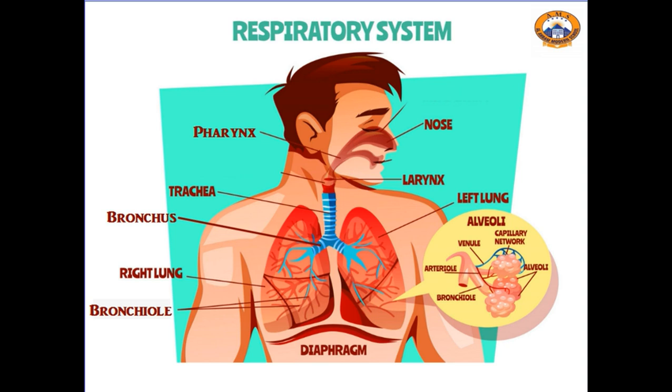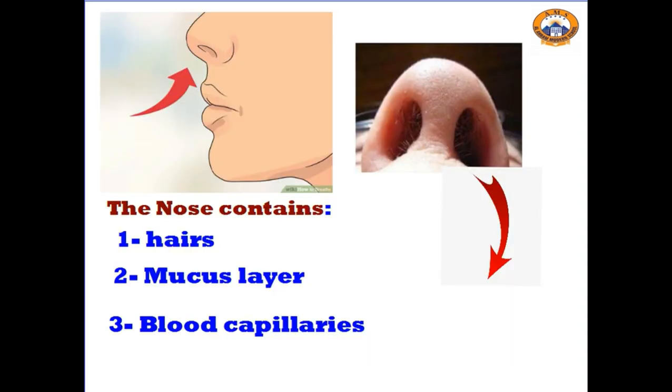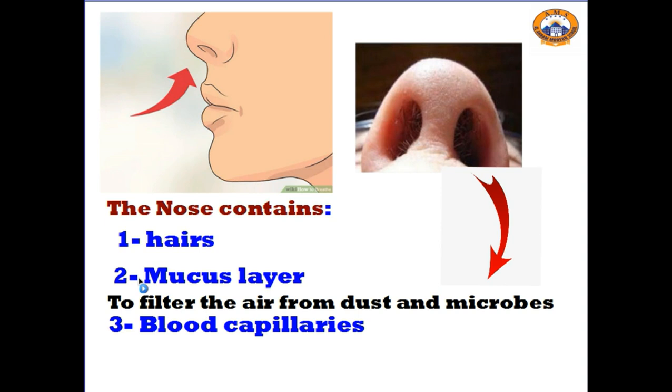Let's start with the nose. You can breathe through both your nose and your mouth, but it's better to breathe through your nose. Why? Because your nose contains three things: hairs, a mucus layer, and blood capillaries. What's the importance of the hairs and the mucus layer inside your nose? They filter the air from dust and microbes, because the air entering your nose is not completely clean.